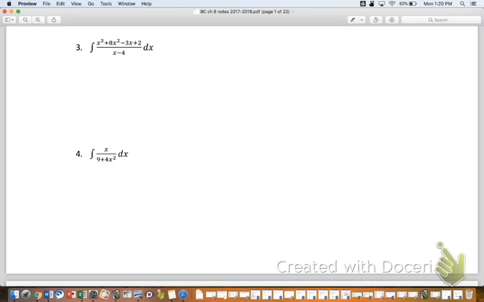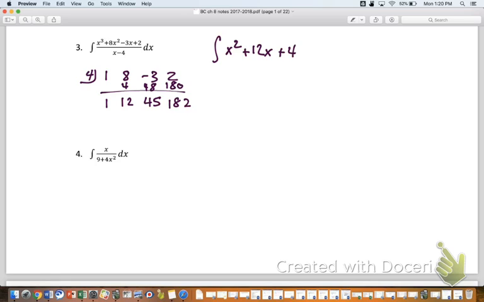And did you guys all do synthetic? And you don't have to. You can do long division. It would look like this. Whoa. These numbers get a little bit large, don't they? You guys get that for your division? Yes. So, whatever. Numbers are a little bit big. So then you'd get the integral of x squared plus 12x plus 45 plus 182 over x minus 4 dx.